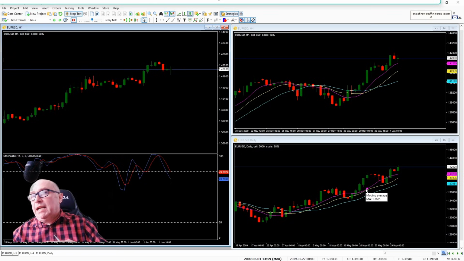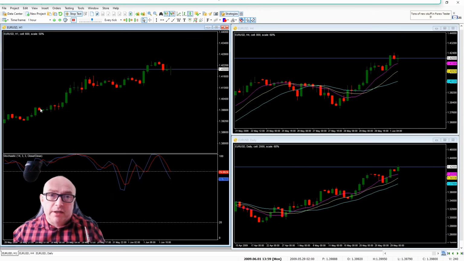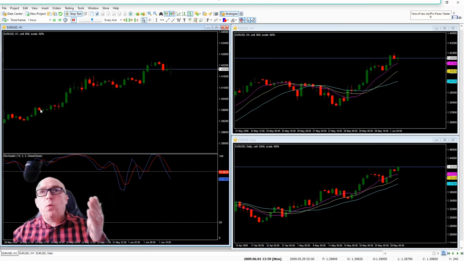The trend is up on the daily, the trend is up on the 4 hour. I want to enter on the 1 hour chart, but I'm going to wait for a pullback. I never want to buy the tops of trends or sell the bottom of trends. So I'm going to wait for a pullback.